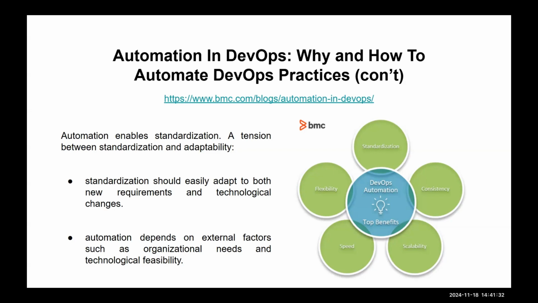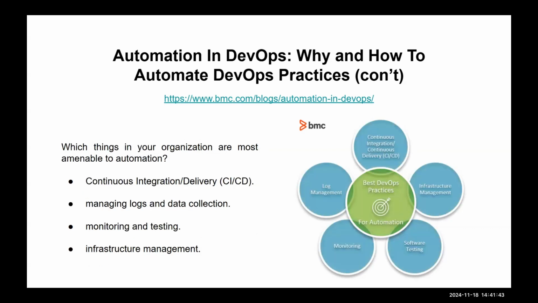So that also covers organizational needs. Your organization might not need automation, or it might need a lot of automation, depending on what you're doing. Okay.